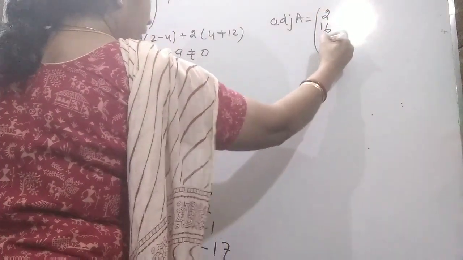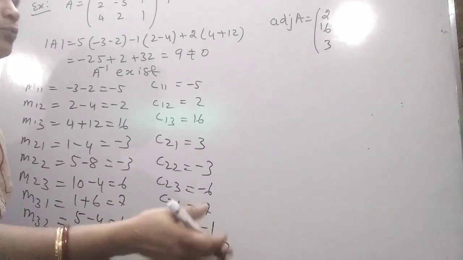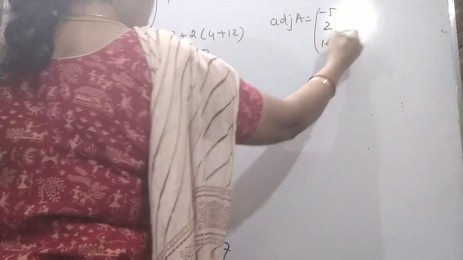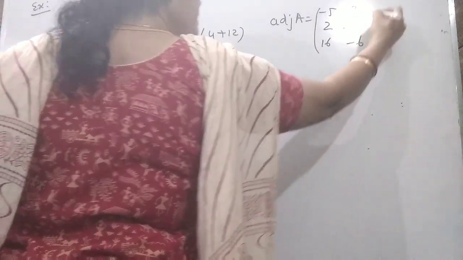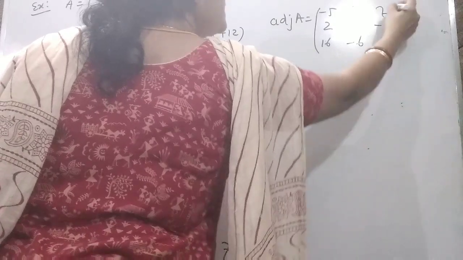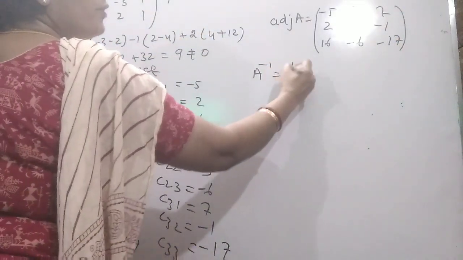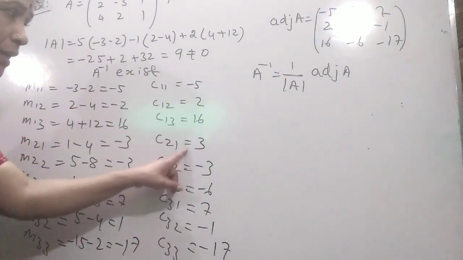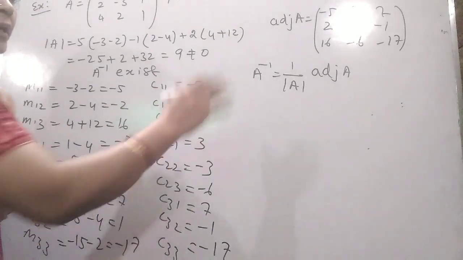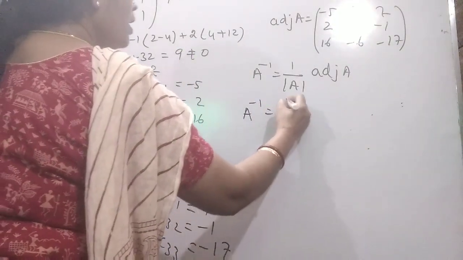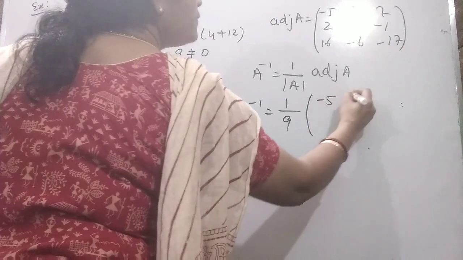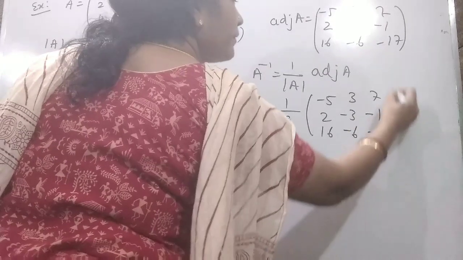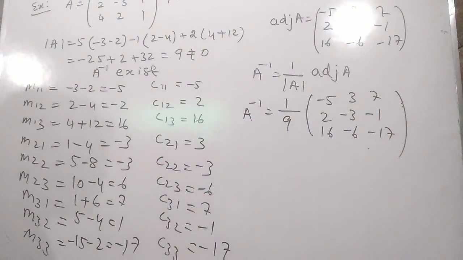Because if you write it down column-wise, whatever you have written, you will get directly the transpose of the matrix. Sorry, minus 5, 2, then 16, 3, minus 3, minus 6, 7, minus 1, minus 17. Then A inverse is equal to what formula have we seen? 1 by determinant of A into adjoint. Directly write it down column-wise, you will get the transpose. So A inverse is equal to 1 upon 9 into adjoint of A: minus 5, 3, 7, 2, minus 3, minus 1, 16, minus 6, minus 17. Like this we will find the inverse of a matrix.